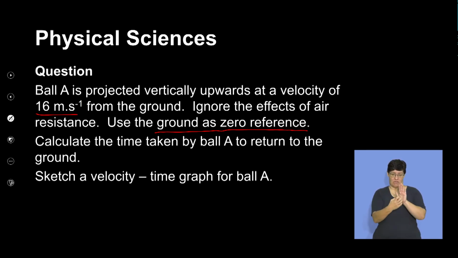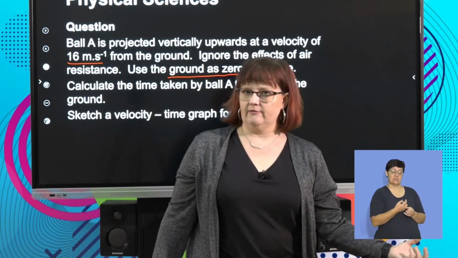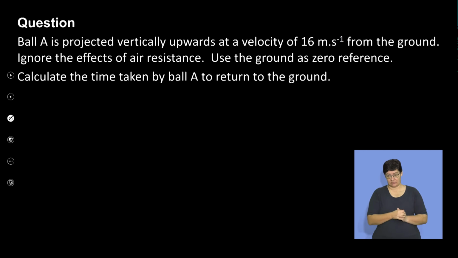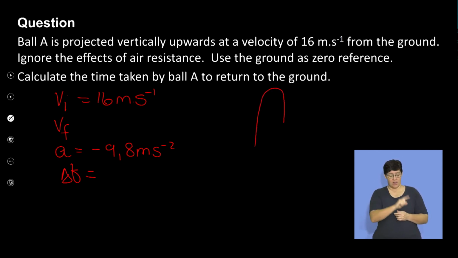First decision we have to make, which direction do we want to take as positive? I always take original direction as positive. So here we go. My initial velocity is 16 meters per second. I'm going to come back to my final. My acceleration is minus 9,8 meters per second squared, and we want a time. Here we now have a choice because we know the ball's going to go up, it's going to stop, and it's going to come back down and hit the ground.